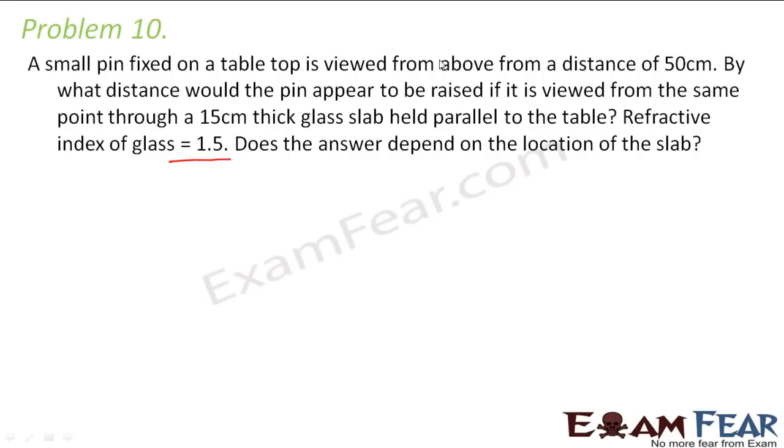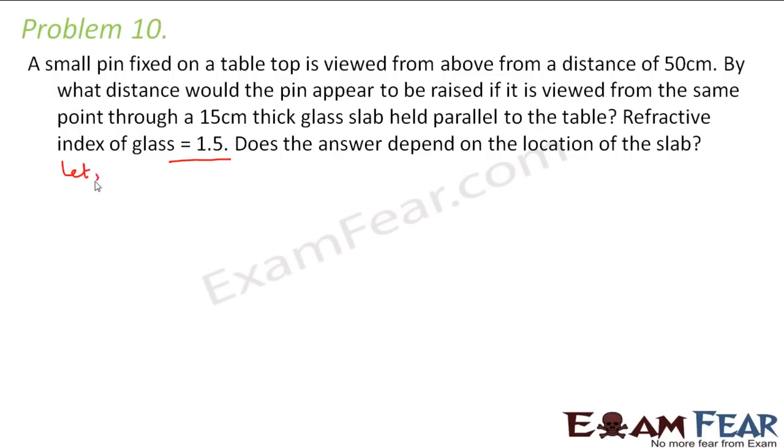This problem is related to the real depth, apparent depth concept. There we saw that the fisherman or the eye was located at the same position, just that due to the presence of the water, that is a different medium, the depth of the fish changed. Similarly here, due to the presence of the glass slab, the position of the small pin will change.